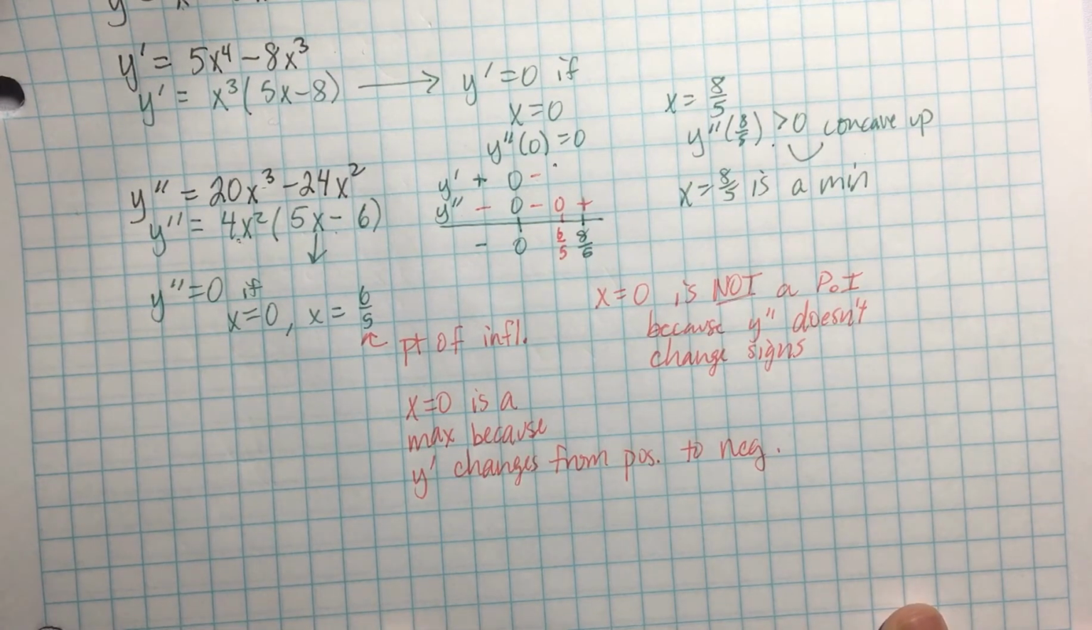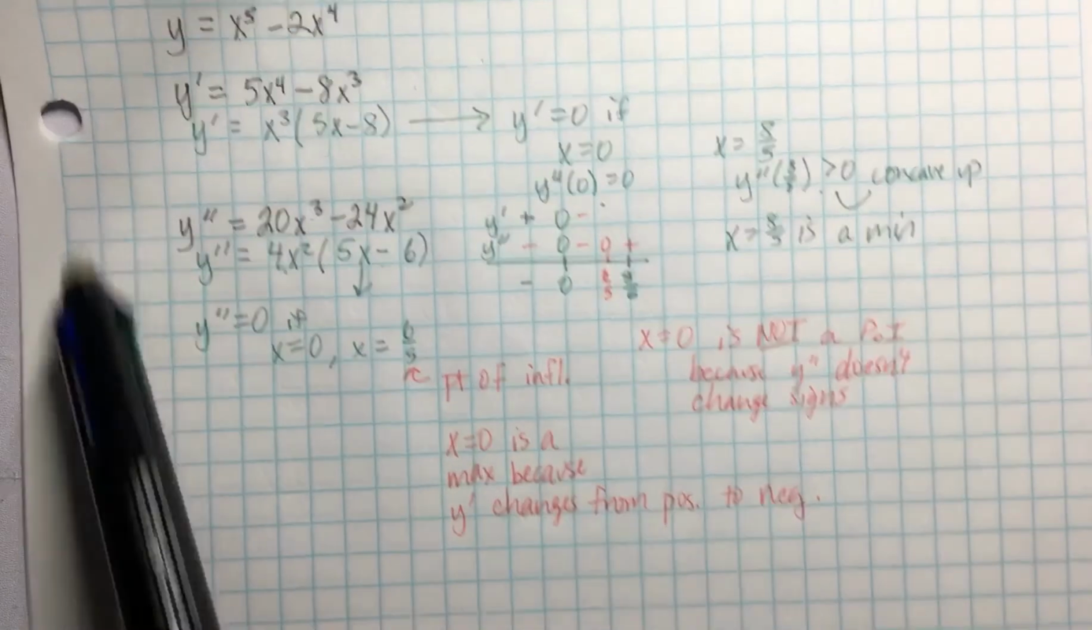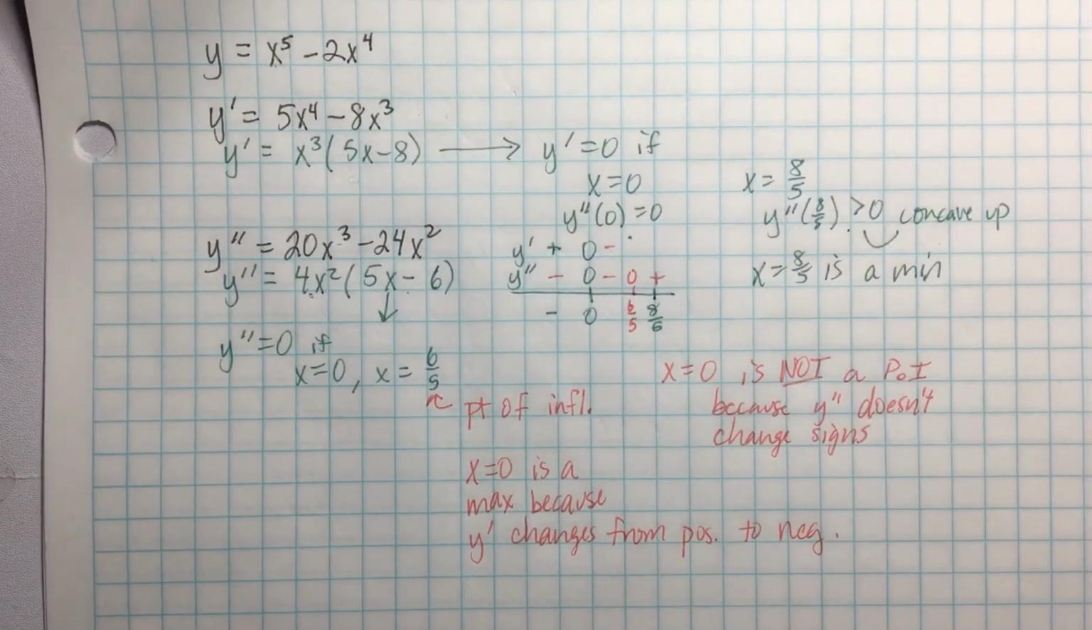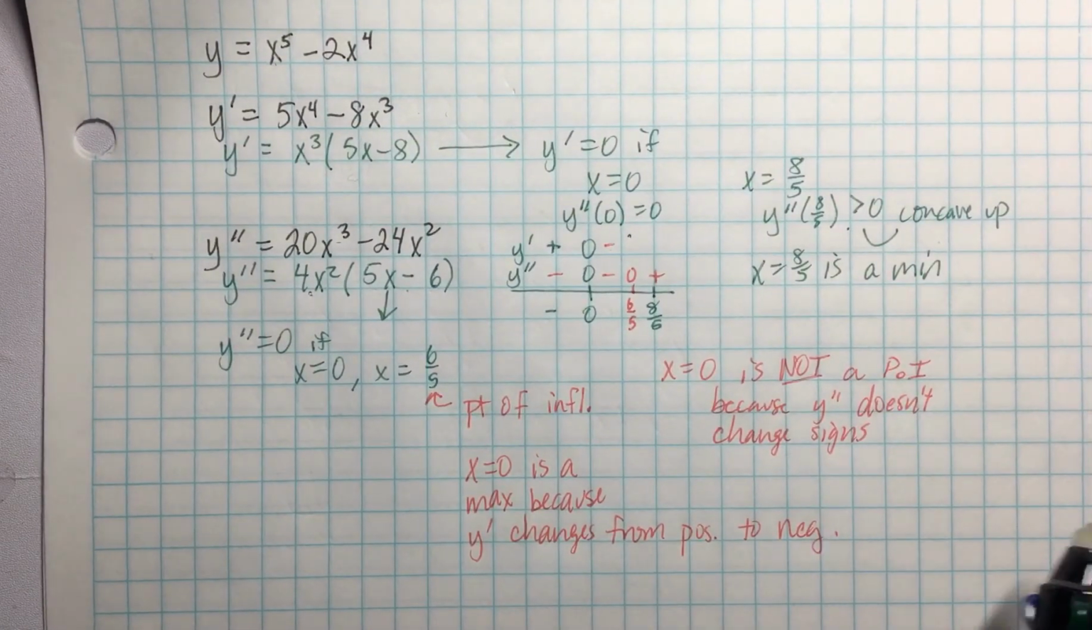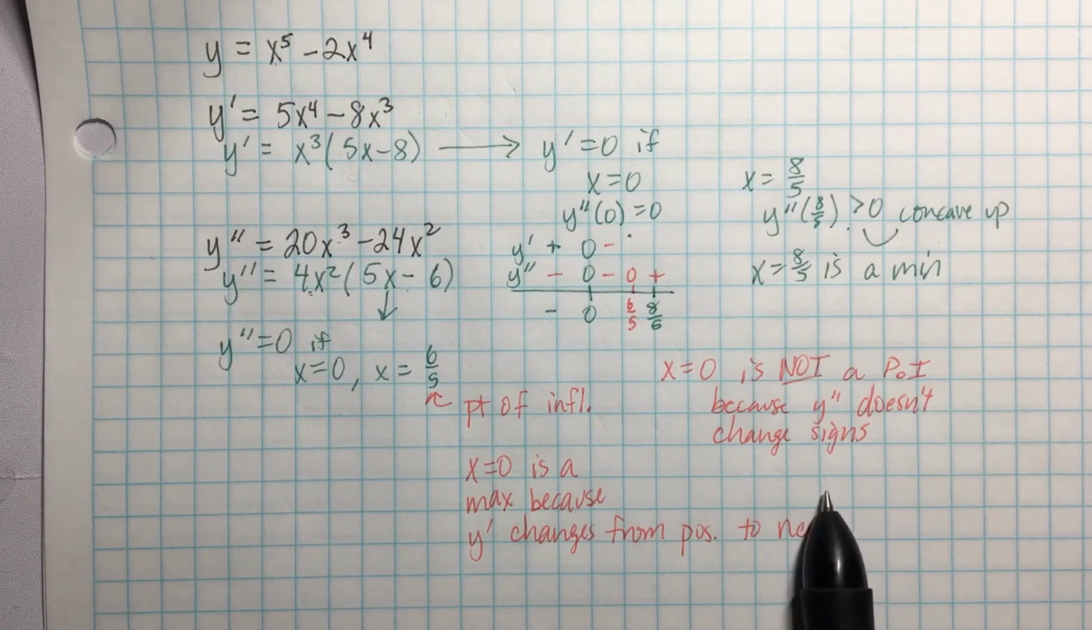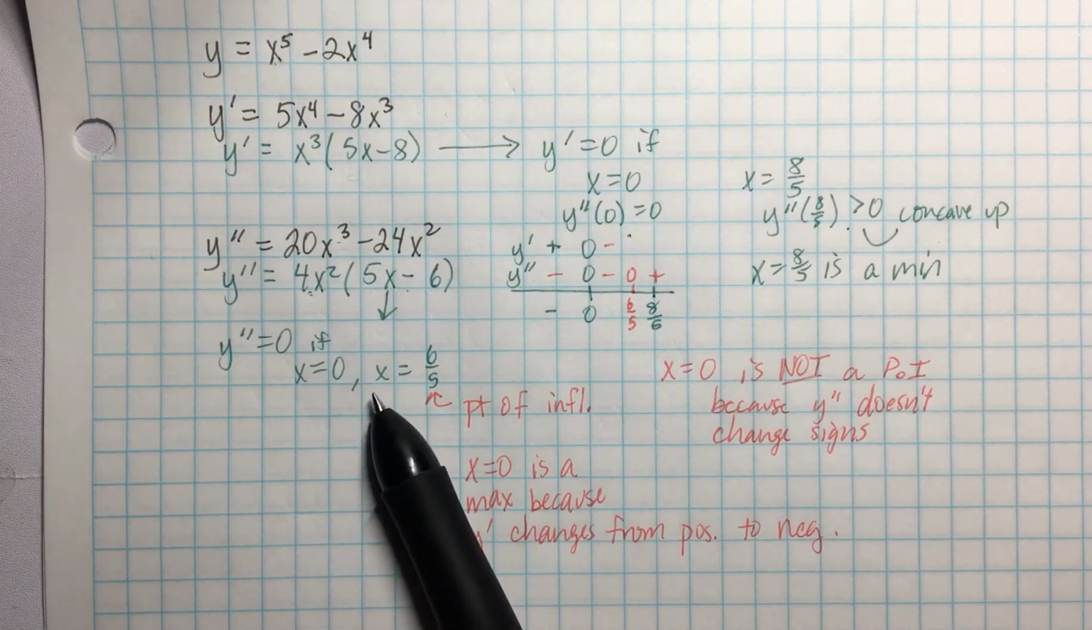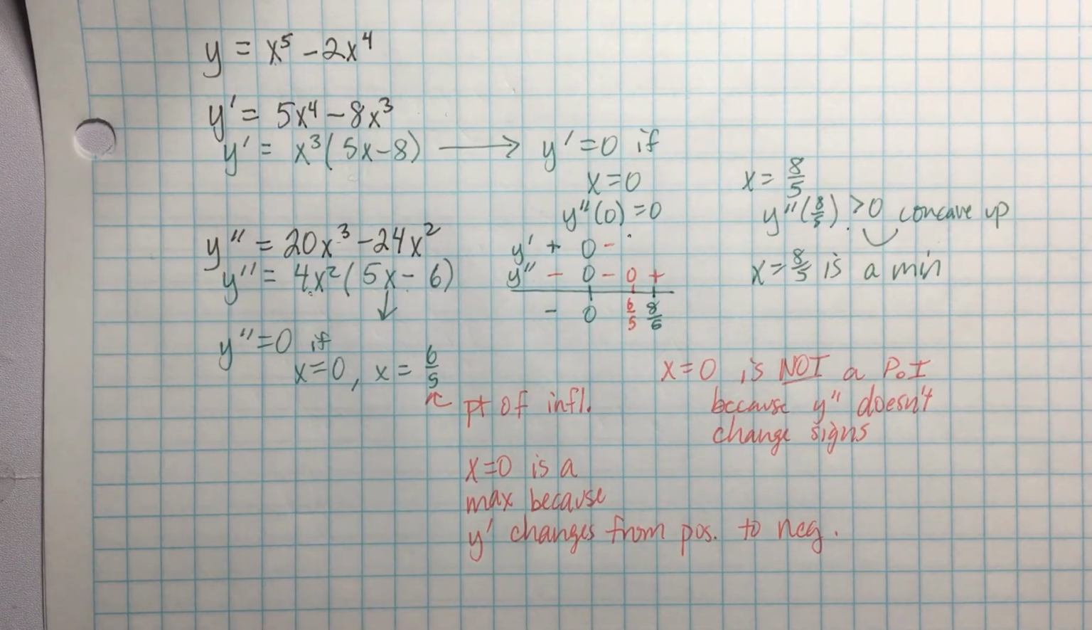As you look at this, you can tell from the fact that it's a bit of a jumble that it gets kind of complicated, and you have to do a lot of really careful thinking and analyzing. Do we have a point of inflection? Well, we do if y double prime changes signs. Do we have a min or a max? Maybe, maybe not, depending on what happens on each side of things.